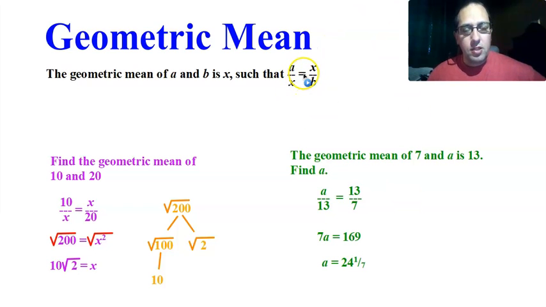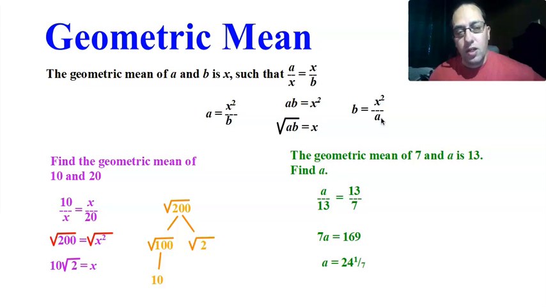Now, real quickly, you can shortcut this. Like I said, we cross multiply, so that gives us ab equal to x squared. So if I'm just looking for the geometric mean, it is the square root of a times b. Over here, it's the square root of 10 times 20. If you're looking for a or b, you just take your geometric mean, square it, and divide it by the number you have. So a is x squared divided by b, and b is x squared divided by a. So you can shortcut it a little bit.